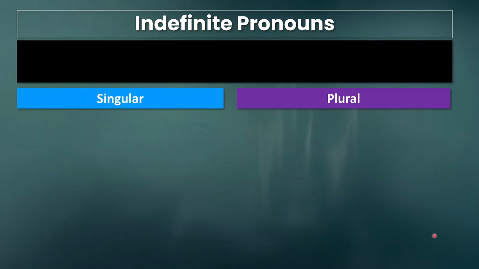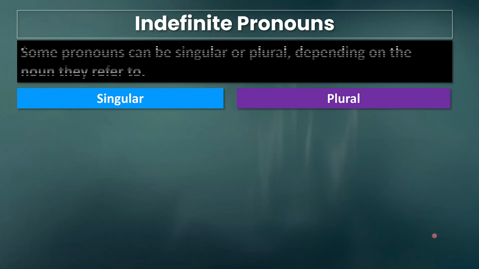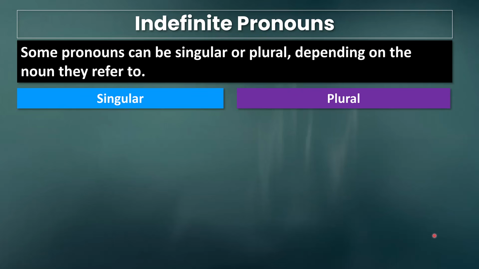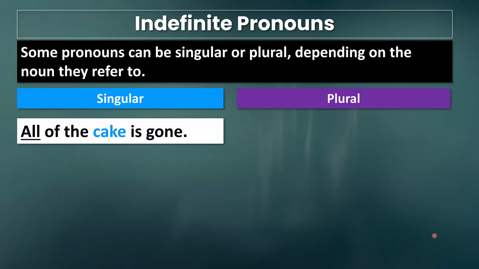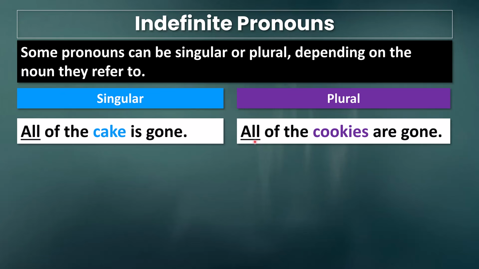Now, some indefinite pronouns depend on the context. So some pronouns can be singular or plural depending on the noun they refer to. Let's look at some examples. All of the cake is gone. Cake is singular, so we require a singular verb, is. Whereas all of the cookies are gone. Here, all is referring to cookies, which is plural, so we would require a plural verb.